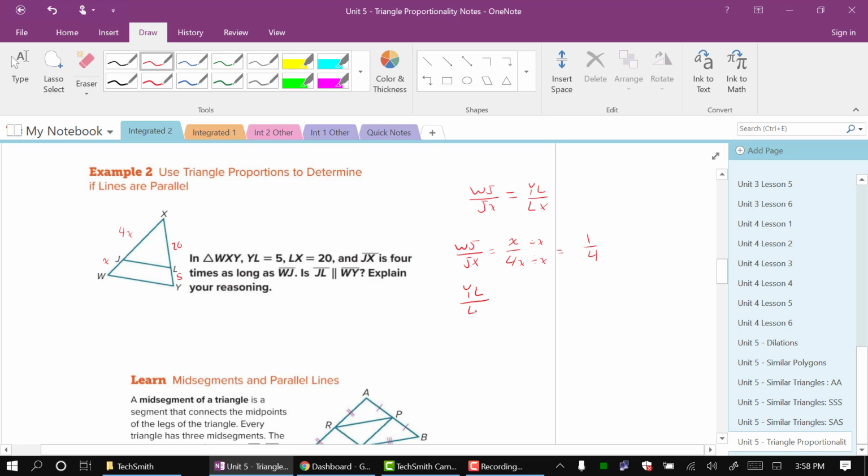YL over LX. YL is 5. LX is 20. So I can divide out top and bottom 5. That gives me 1/4. Well, 1/4 equals 1/4. So therefore, JL is parallel to WY. Again, this means parallel.